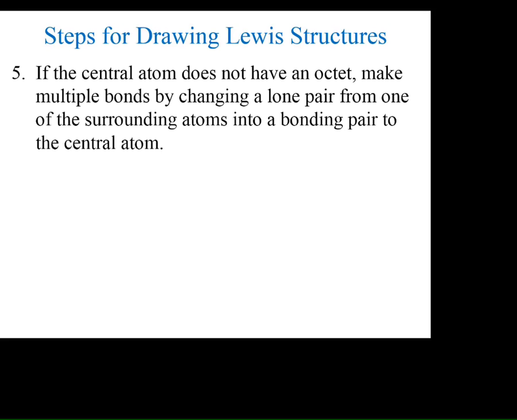If the center atom does not have an octet, that's when we're going to start making double bonds and triple bonds. So if you don't have an octet in the center atom, now we're going to begin to take non-bonding pairs and shuffling them over into bonding pairs and make 2 bonds or 3 bonds, whatever we have to do until every atom has that octet, except, of course, for hydrogen. It only wants 2. So if the atom doesn't have an octet, start making multiple bonds by converting non-bonding pairs, lone pairs, into bonding pairs.